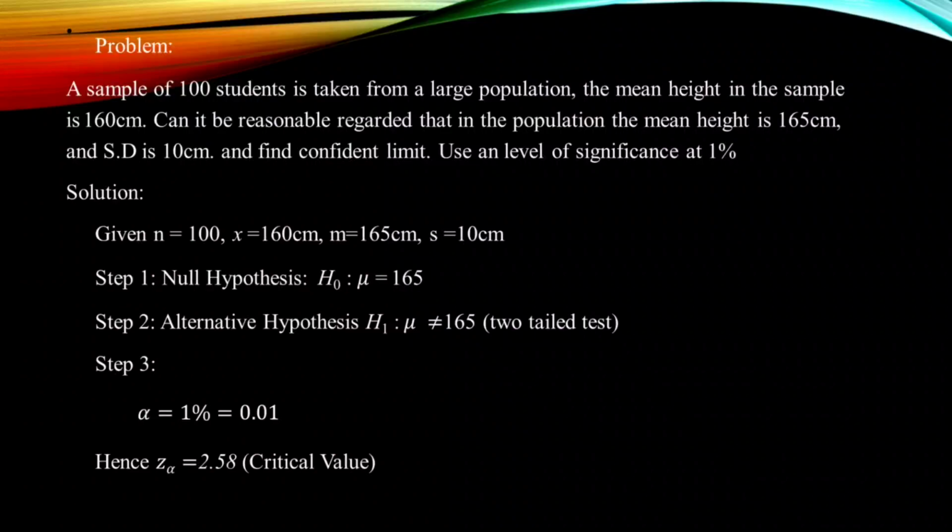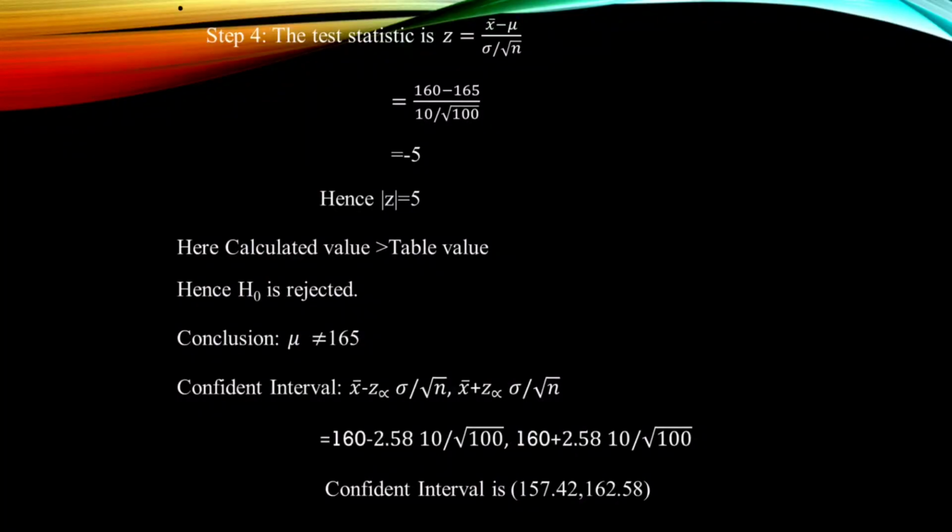So we have to find the confidence limit, and the level of significance is given at 1% level. So given values are written. First step is to set up the null hypothesis H naught, which is mu equal to 165. This is the statement we are going to check. Step 2, set up the alternative hypothesis H1 such that mu not equal to 165. Since mu not equal to 165, we use the two-tailed test critical values. Now step 3, level of significance alpha is given as 1%, which is 0.01. So the corresponding critical value is z alpha equal to 2.58.